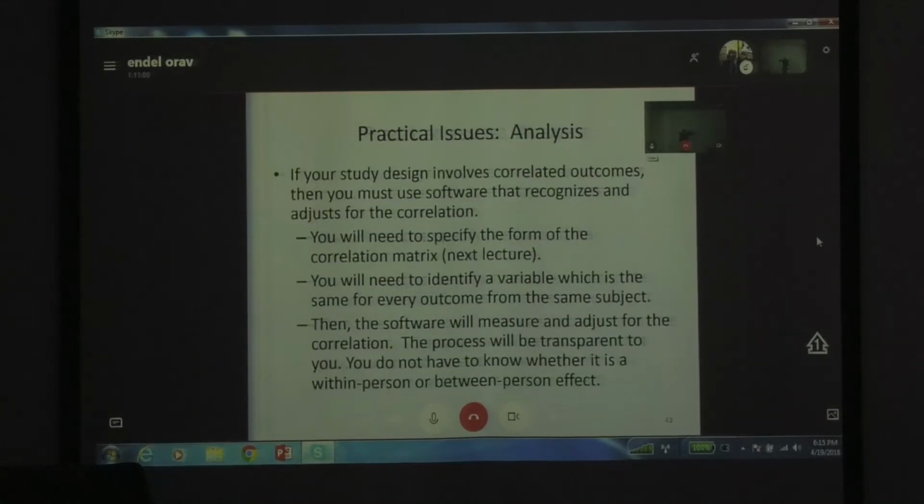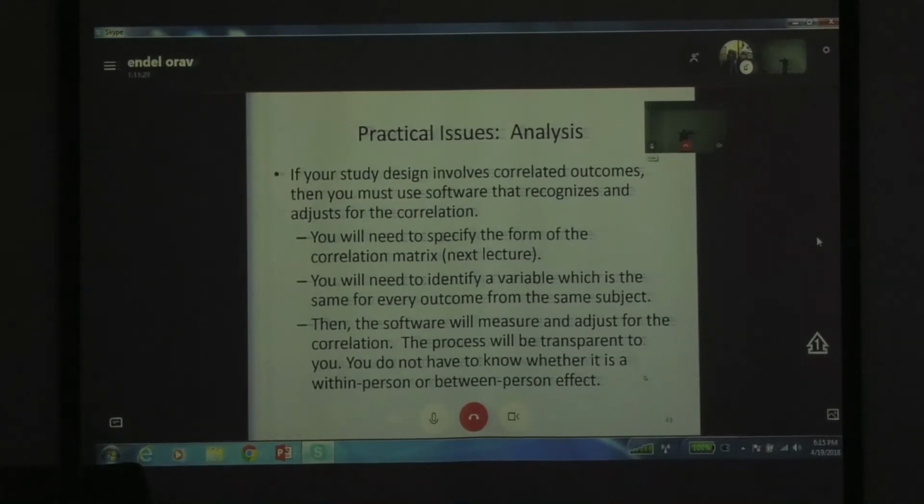You'll also need to use software in your analysis that recognizes and adjusts for the correlation. You'll need to specify the form of the correlation matrix, which we'll talk about next lecture. You'll need to identify the variable that links the dependent outcomes from the same subject. I'll show you what that means on the next slide. It's straightforward enough conceptually once you see it. And then your software will actually do the rest.